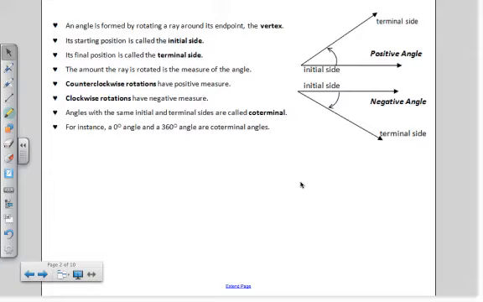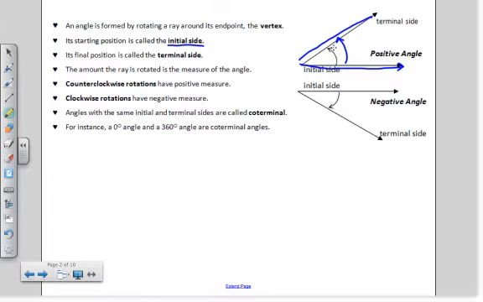All right, first of all, you know that an angle is formed by rotating a ray around its endpoint, and we call that the vertex. Its starting position is called the initial side. So if we look at these two angles that we have drawn here, you can see there's our initial side. The final position is called the terminal side. You know, at an airport terminal, that's where flights end. They also begin there, but the amount the ray is rotated is called the measure of the angle.